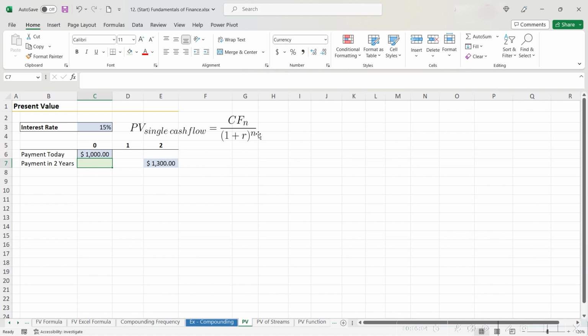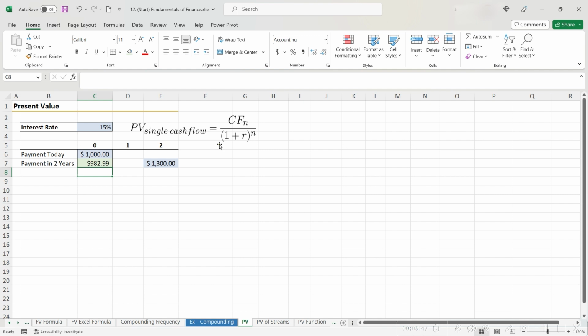However, the present value of option 2 should return something different. Let's go ahead and try to calculate this with our present value formula up here. Let's type equals, and the future value of our money, $1,300, and then we divide it by 1 plus r, which is 15%, raised to the nth power, which is 2 periods. When I hit enter, you see that the present value of the $1,300 in 2 years is actually $982.